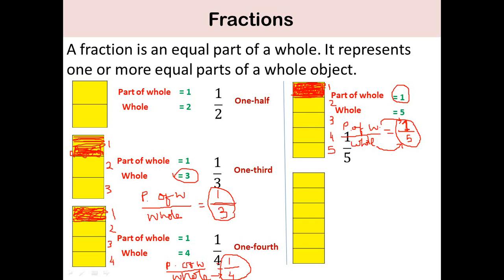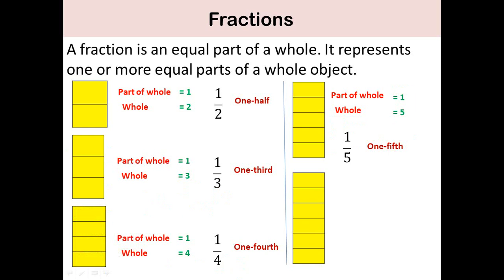So 1/5. 5 is in the lower part, right? So 1/5. Now look at this chocolate, right? This chocolate has been divided into how many equal parts? 1, 2, 3, 4. 1, 2, 3. Let me mark 4, 5, 6. 6 equal parts, right? Divided into 6 equal parts. Let me take one part. Let me shade one part.